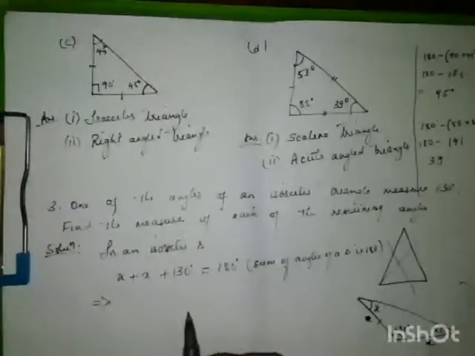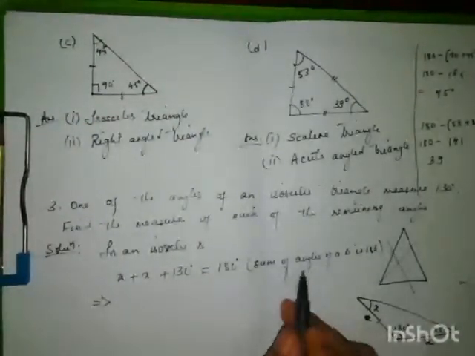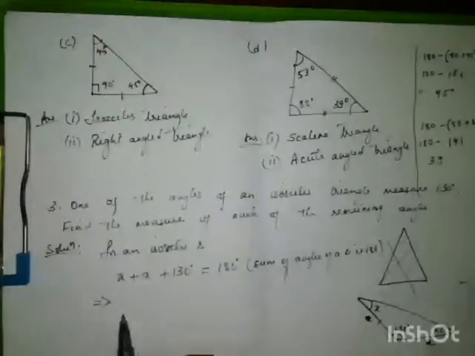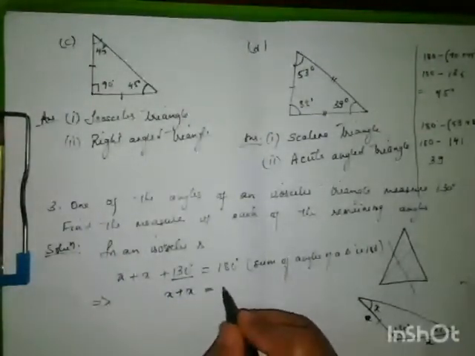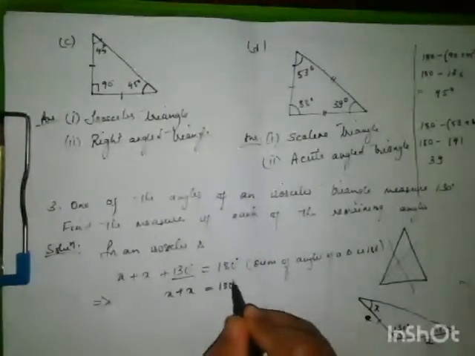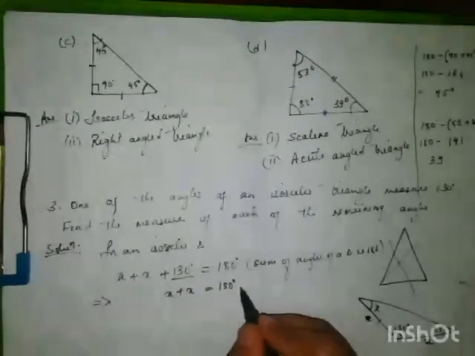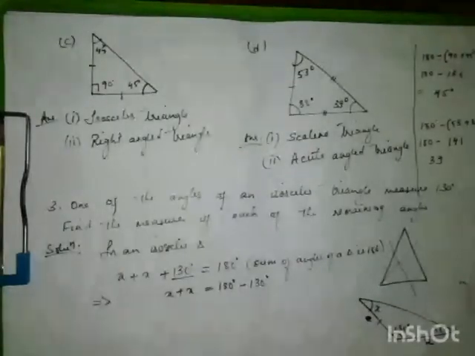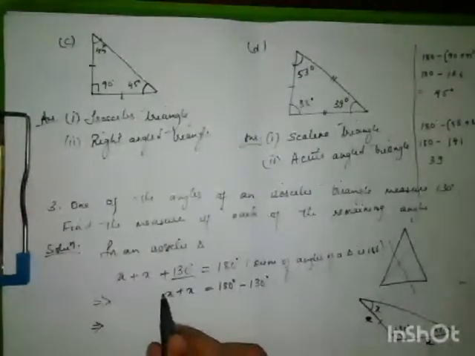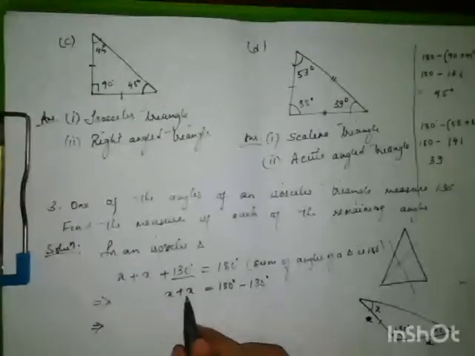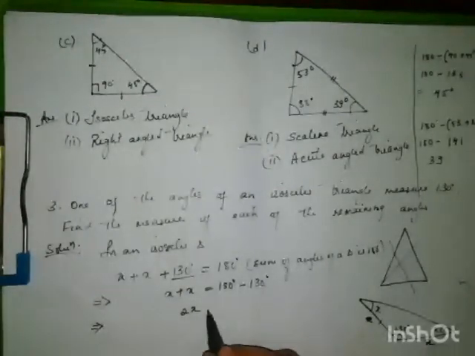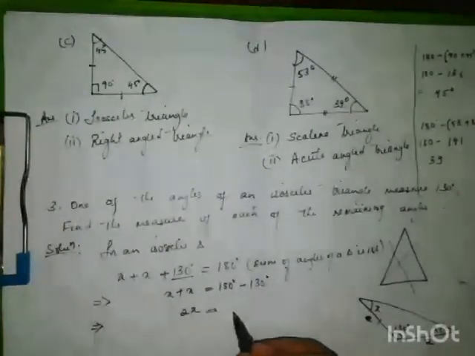This implies, shifting 130 to the right hand side, the variables x plus x equal to 180 degrees, and this plus sign will change to minus 130 degrees. The coefficient of x is 1 plus 1 is 2, so 2x, which is equal to 180 minus 130, which is 50 degrees.